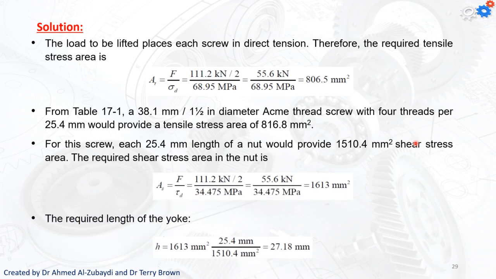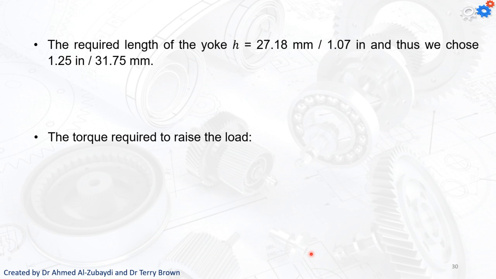Okay, now the required length of the yoke in that case, H, is going to be equal to the shear stress area multiplied by 1 inch or 25 millimeter, divided by the 1,510 millimeter that the type of the 38.1 millimeter diameter screw can provide for 1 inch. Okay, so we can find that the height is going to be 27.18 millimeter, or a little bit more than 25.4 millimeters.